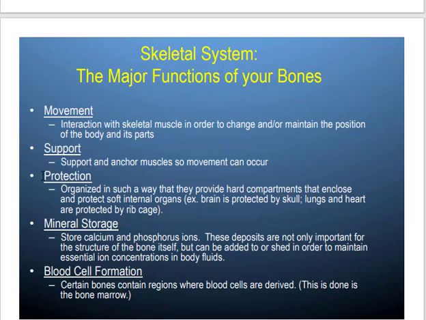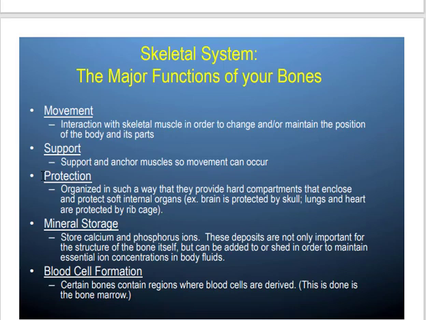One of the other things is basic protection. Think about your skull, right? It's providing a nice, hard package or container that your brain sits in, so that your brain is hopefully nice and cushioned and protected by that nice, hard skull. Very similarly for your lungs and your heart, you've got nice hard ribs that keep your lungs and your heart fairly protected. So some of your bones are actually helping to protect other organs of your body.